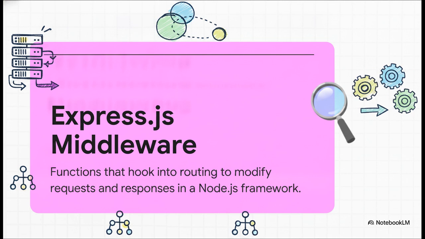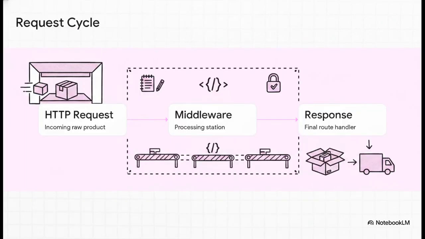Well, it means Express doesn't force you into a specific project structure or tell you exactly how to talk to your database. Its real power, the whole reason it's the absolute backbone of the Node ecosystem, comes entirely from its robust middleware architecture. These middleware functions are basically just pieces of code that hook right into the routing process to modify requests and responses. Think of middleware like stations on an assembly line.